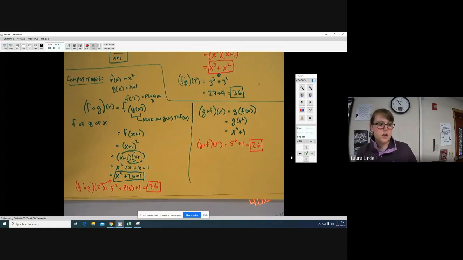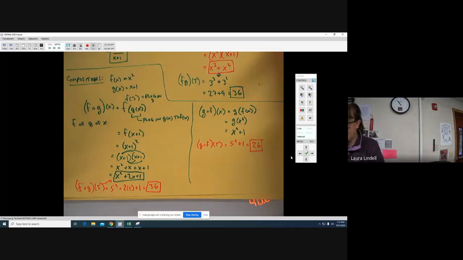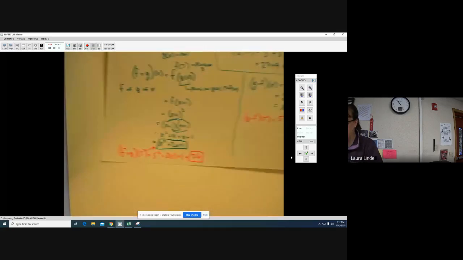So let's try a couple more and kind of get used to this. But first, are there any questions on either of these? Numbers we're not sure where they came from, steps we're not sure why they happened. Okay. Well, then let's get some practice with operations and compositions real quick here.